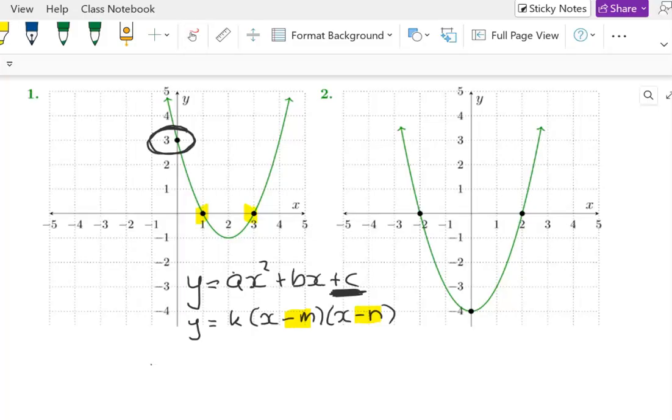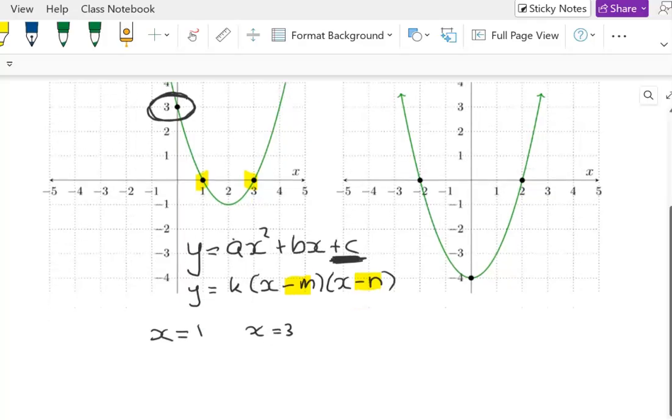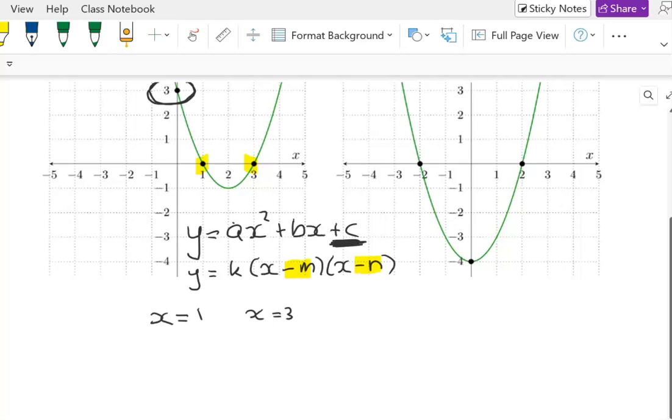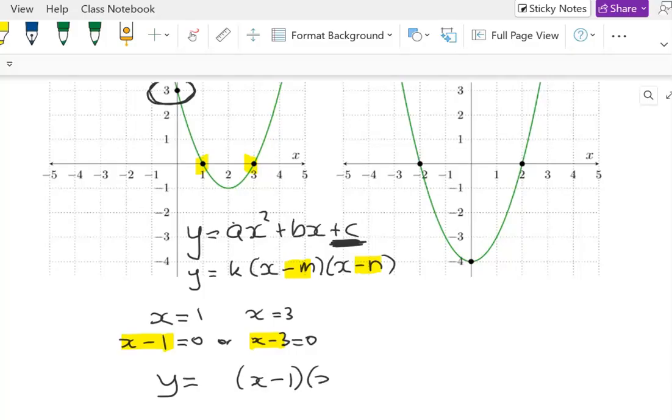So in this first one, we can see that x equals 1 and x equals 3 are places where y equals 0. Now, if I rewrite that, I can write that as x minus 1 equals 0 or x minus 3 equals 0. And if you get really stuck, if you come back to this, this is going to be a good way to help you write the equation. So what we can say now is that y is equal to x minus 1 times x minus 3. And I'm going to put this k in here for the scale factor.